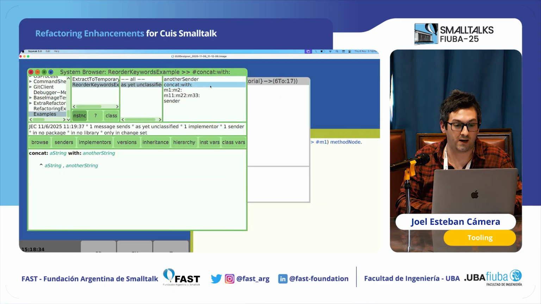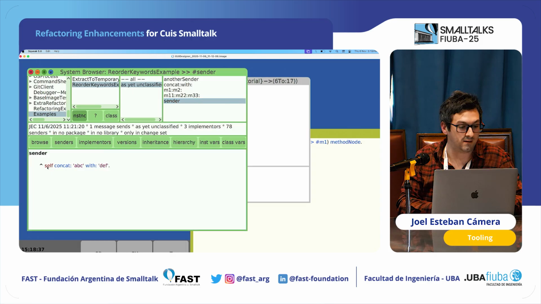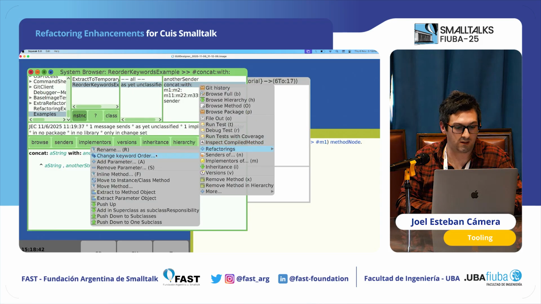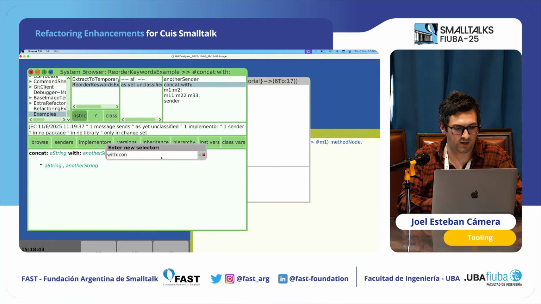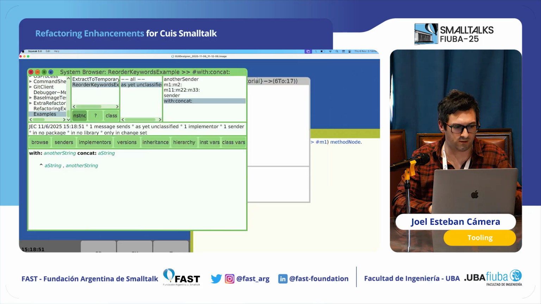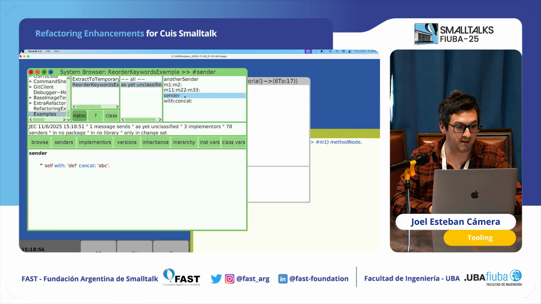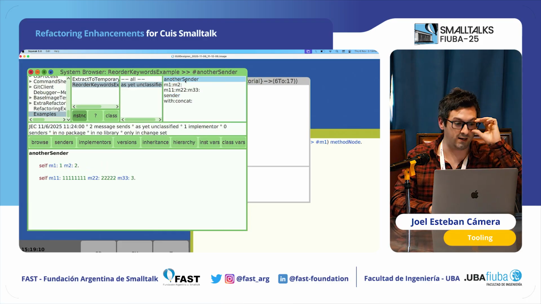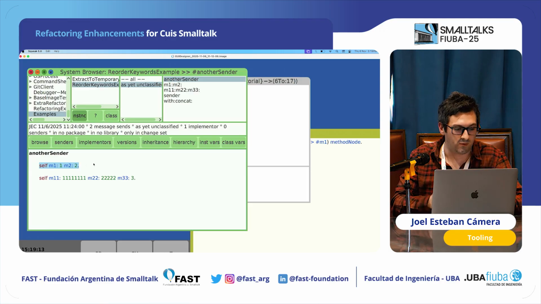So right now, if I have the sender here and I change the keyword order with concat, class, refactor, this changes to with another string, concat the string, and here the sender also changes the arguments that were missing. Then I have another example. I have this one, M1, M2. This is pretty similar to the previous one.